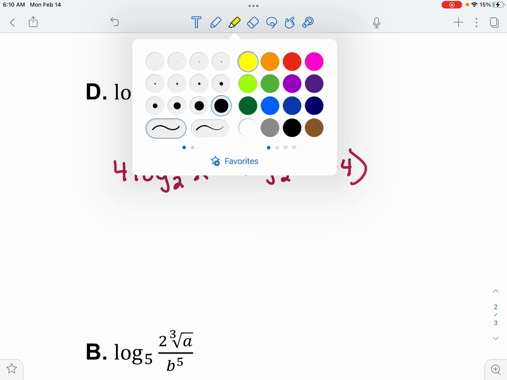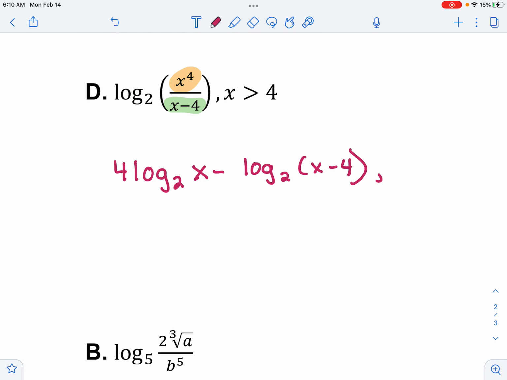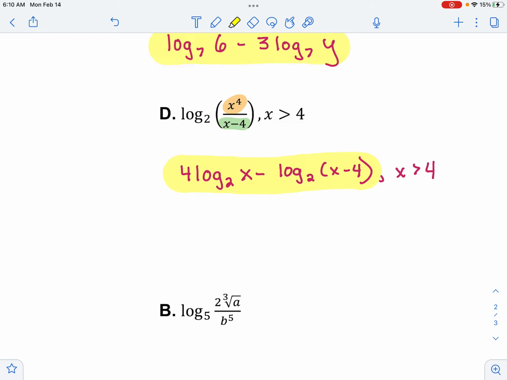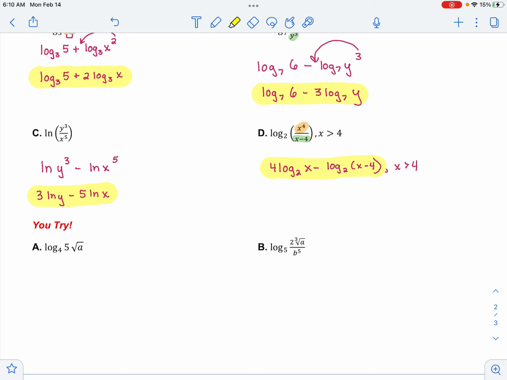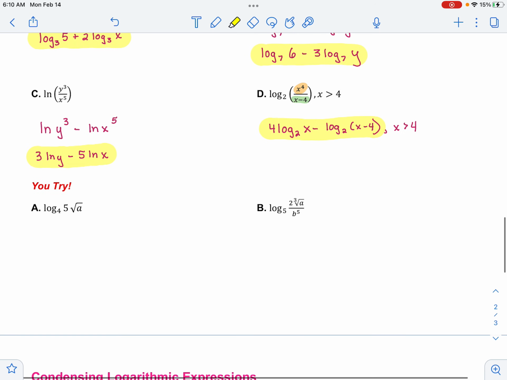Okay, and then if you want to put that domain statement back in there, you can. That's just to show you, especially in my math lab, sometimes they have these domain statements. It doesn't change the approach. It's just acknowledging that that is invalid if x is not greater than 4. All right, so you can go ahead and try these two, and then if you want to pause and check your answers, the answer key is posted on Schoology.